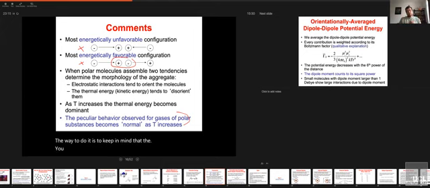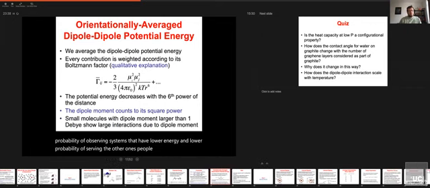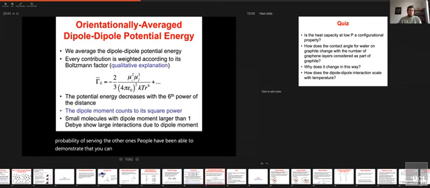configurations for which the energy is lower are going to have a larger probability of being observed. If you think about the definition of the equilibrium, it is the system that has lower energy, right? So by taking into consideration that there is a larger probability of observing systems that have lower energy and lower probability of observing the other ones, people have been able to demonstrate that you can find relatively simple descriptions of the dipole-dipole interaction potential. So this is the dipole-dipole interaction potential after taking into consideration this Boltzmann distribution of the probabilities, which is, those interactions that have lower energy are going to be more favorable.